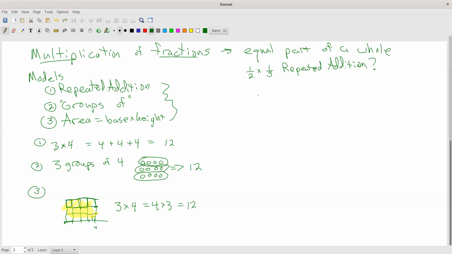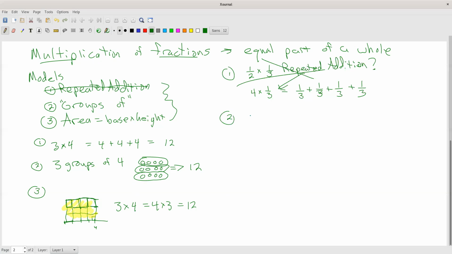If instead somebody said 4 times 1/3, well, that would just mean take 1/3 and write down 4 of them and add them up. So if the leading number is a whole number, the repeated addition does work just fine. But if the leading number is not a whole number, then it's hard to interpret what that really means. So I'm going to say I don't really like repeated addition for multiplying fractions because it's hard to interpret. So that was method number 1, not exactly productive.